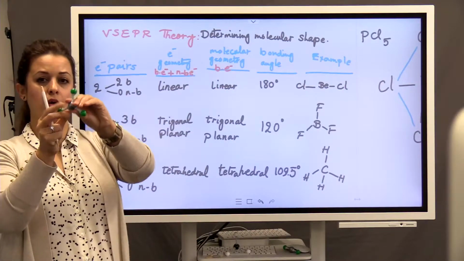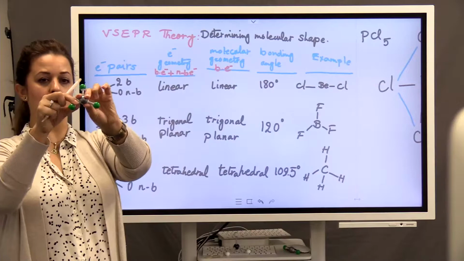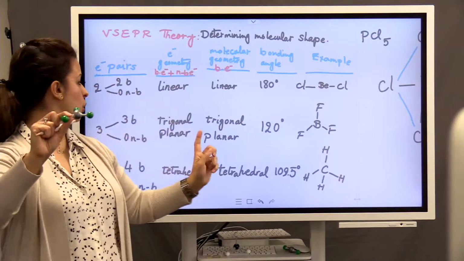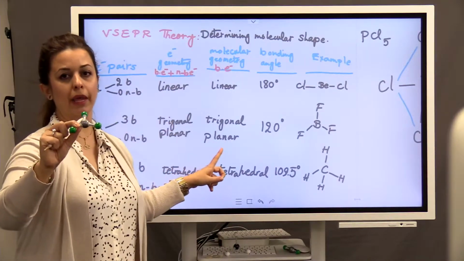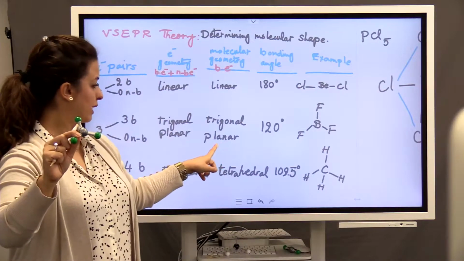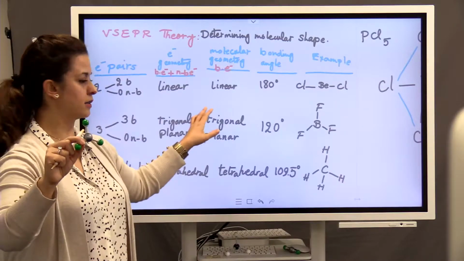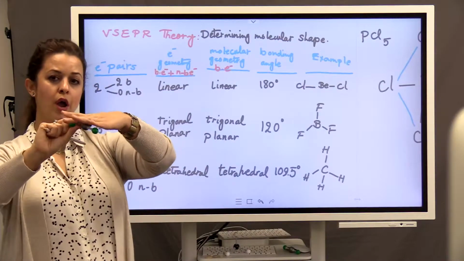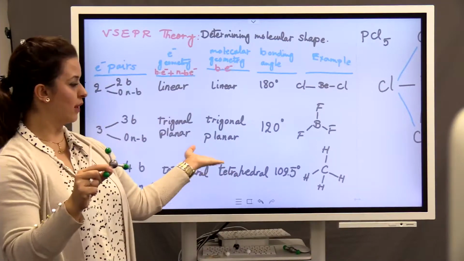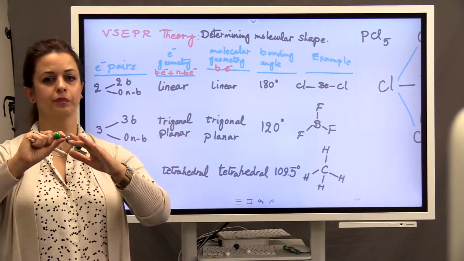Do you see a triangle? So it's a triangle, but it's flat, right? So you call it trigonal planar. We're expected to know the name of the molecules correctly with their correct spelling. So it's a triangle, it's trigonal, but it's flat, so we call it planar.